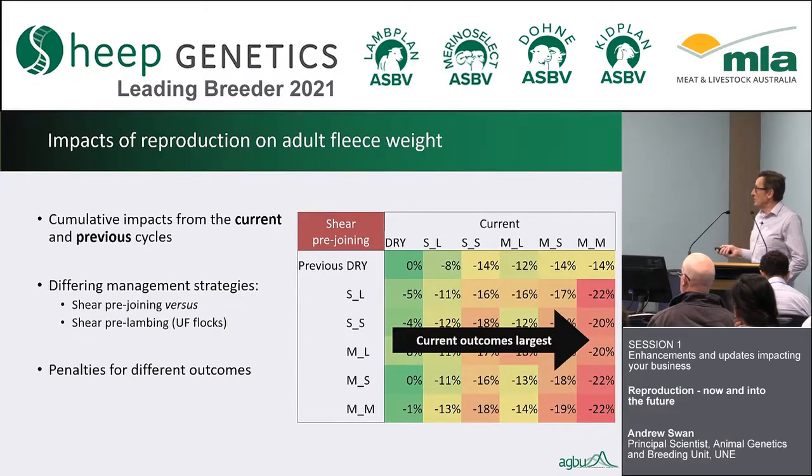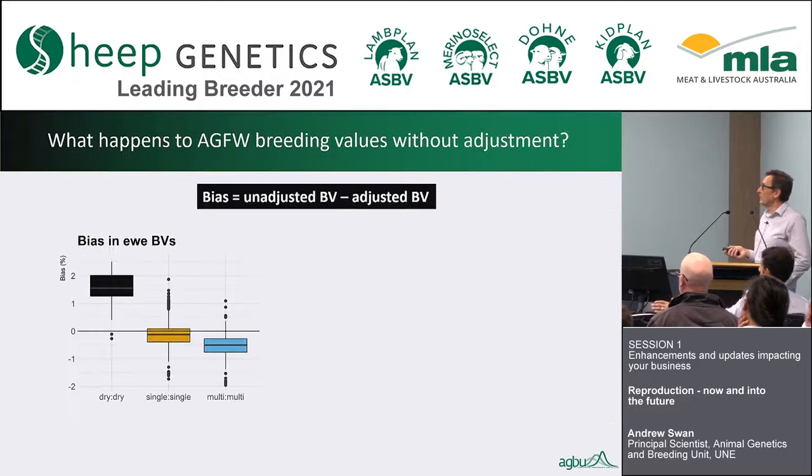And what we see with that colour shading makes it pretty clear that the current outcomes are largest, but there is a cumulative effect if you're down here having multiples and weaning them from year to year. So what impact does that have on breeding values? We then calculated some breeding values for adult greasy fleece weight with and without adjustment, and then looked at the bias, so subtracted one from the other.